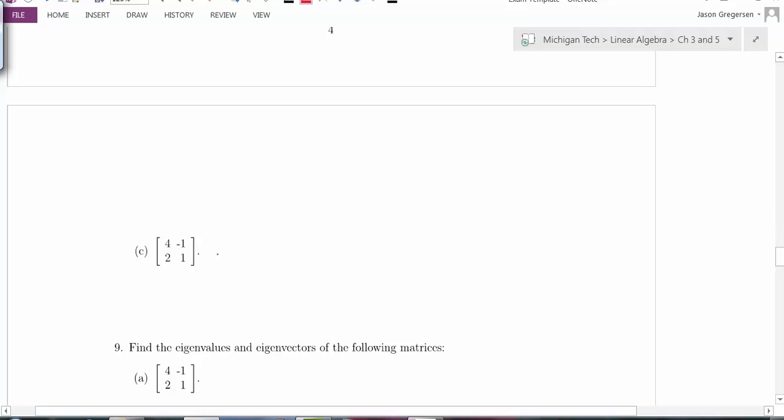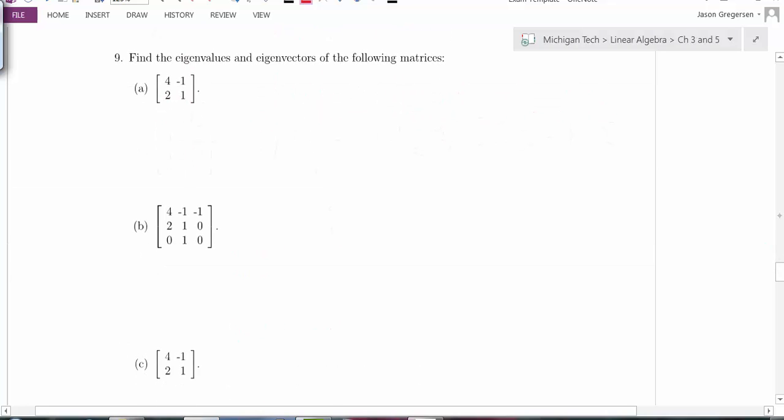And for this last one, once again, it is a 2 by 2 matrix, so it should just be 4 minus a negative 2. In this case, 6. Number 9 says find the eigenvalues and eigenvectors for the following matrices. So here's my matrix A.